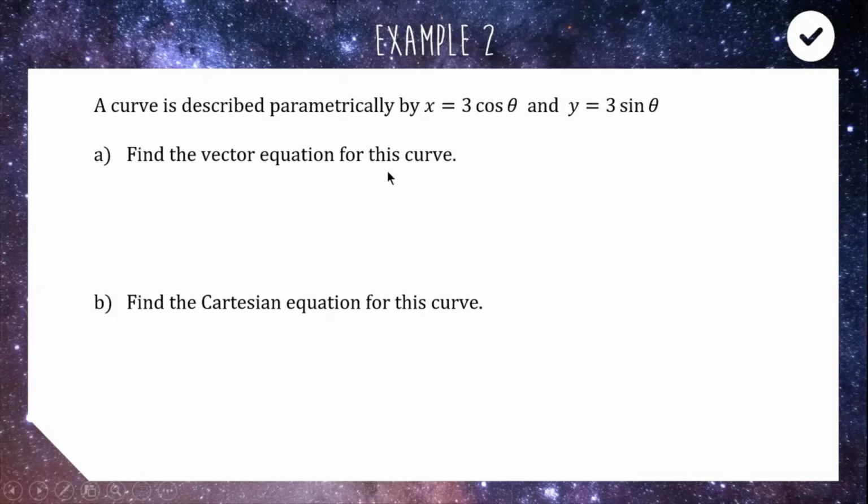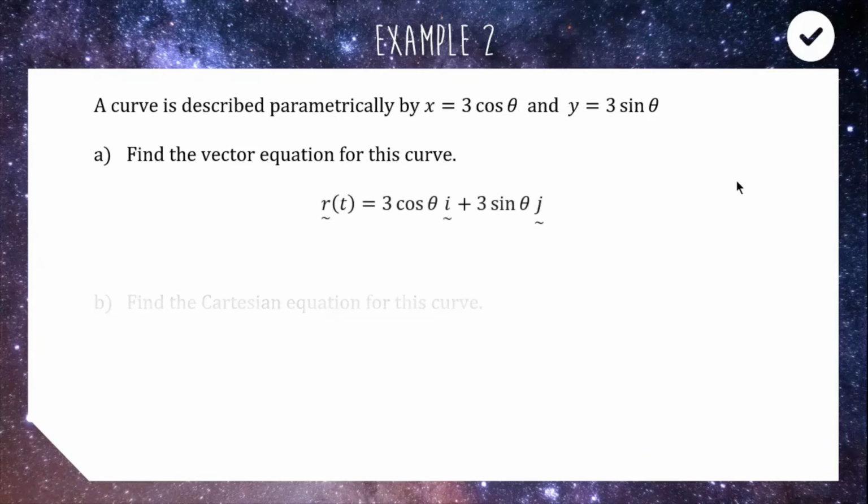But first of all, the vector equation is very straightforward. It's just a vector with x and y components given by x and y here. So once again, we're just going to write r for our vector equation function. We have i and j, where the x component and y component are given in terms of the parameter.